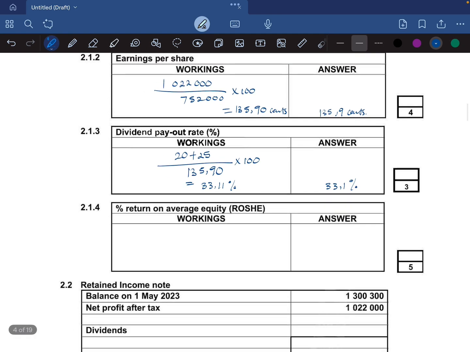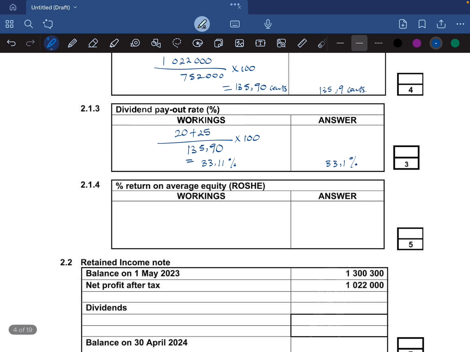Okay, and then we are going to look at the percentage return on average equity, which is our share. So the percentage return on average equity, you know, as soon as they say average, you need to find the midpoint between two things, which is in this case our net profit after tax, and then we need to find the half of our opening balance plus our closing balance. Okay, then we'll multiply it by 100. So this is our shareholders equity.